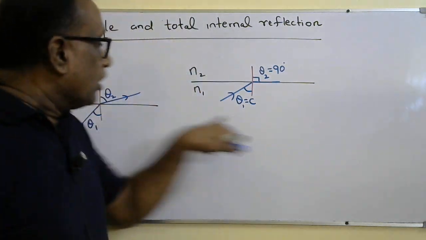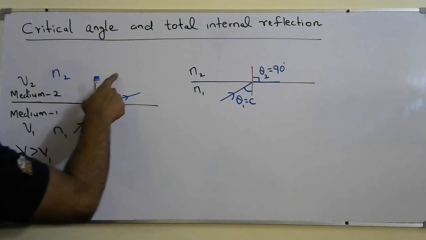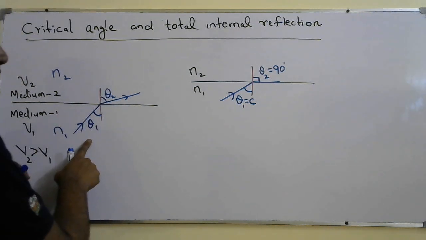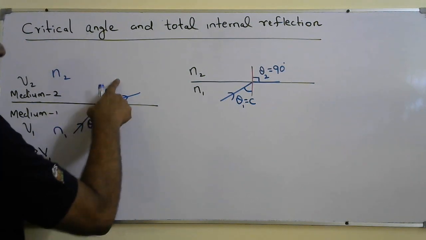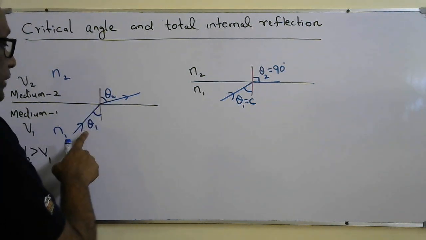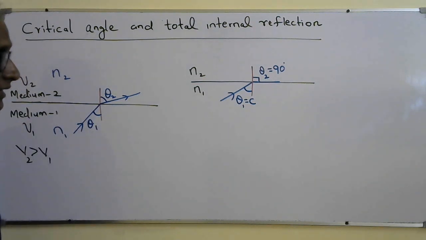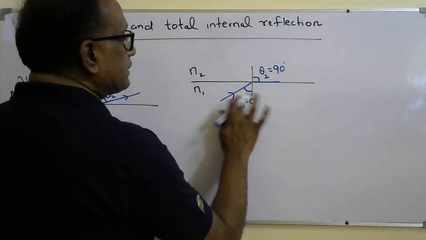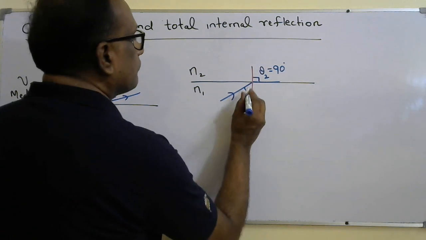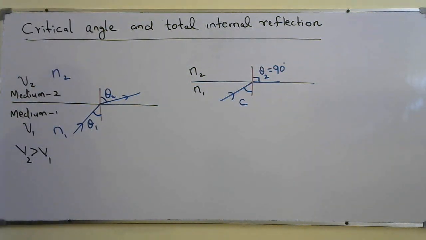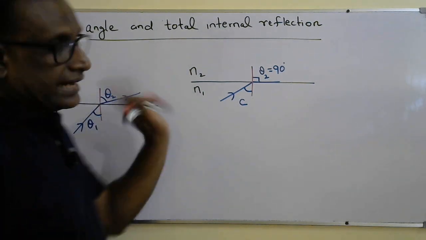Okay, so I told you that when theta 1 increases, theta 2 will increase, but theta 2 will become 90 degrees before theta 1 becomes 90 degrees. When theta 2 becomes 90 degrees, the angle of theta 1 is called the critical angle, that is denoted by C. So I'll put C here. This theta 2 has become 90 degrees. Okay, so here neither is air.